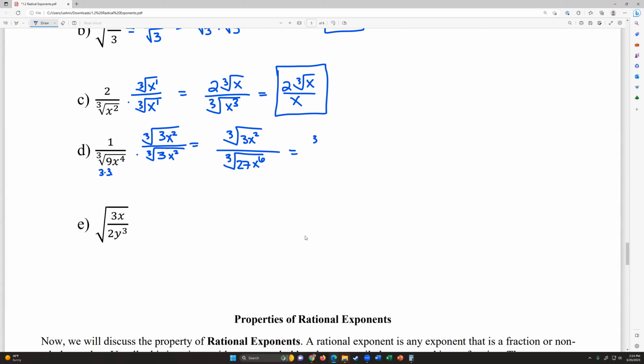So we can reduce that bottom. Cubed root of 27 is just a 3. 2 groups of 3 and 6. So that's going to be an x squared. And notice again, these do not cancel or reduce because this one is under the radical.